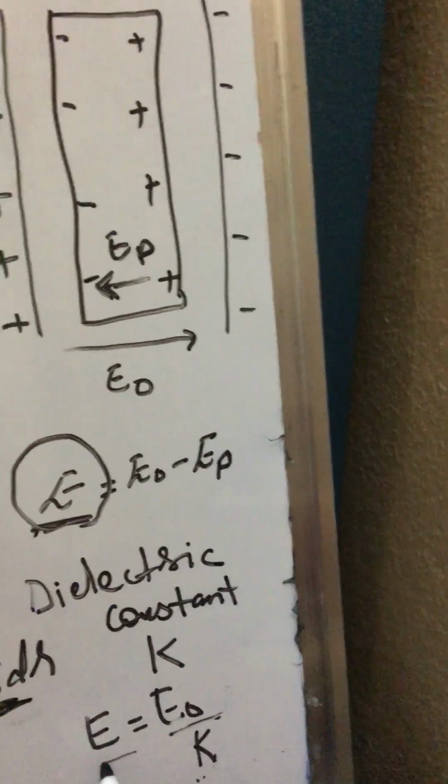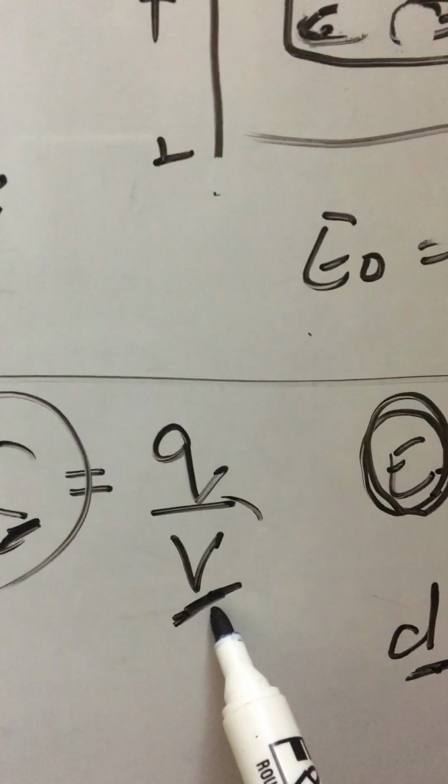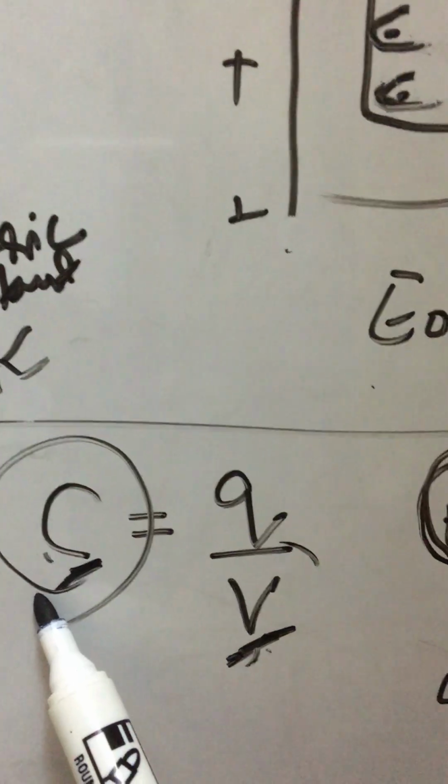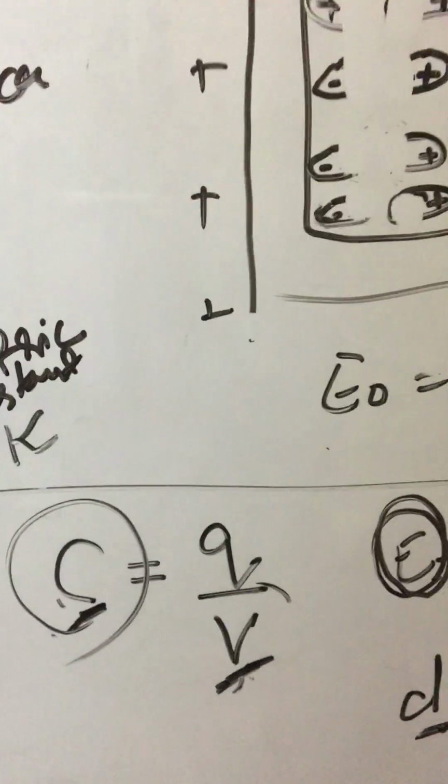As the electric field gets reduced, what will happen? Electric field reduces means potential reduces. Potential reduces means capacitance increases. I hope you will understand it.